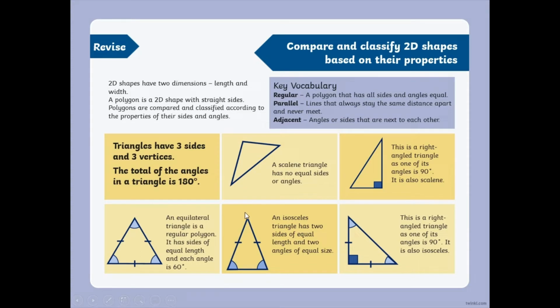An isosceles triangle has 2 sides of equal length and 2 angles of equal size. And this is a right angle triangle here, as one of its angles is 90 degrees. Again, this one is also an isosceles, because these 2 are the same. So notice how these are different. The main 3 groups are scalene, isosceles, and equilateral. Right angle can fit into one of these 2 groups here.